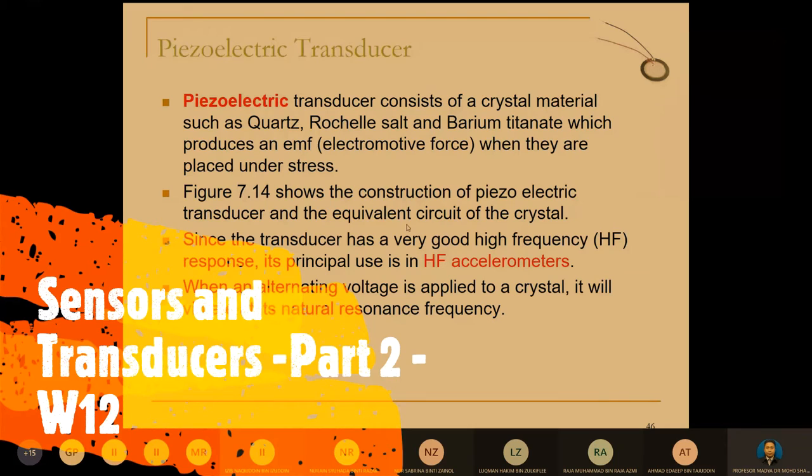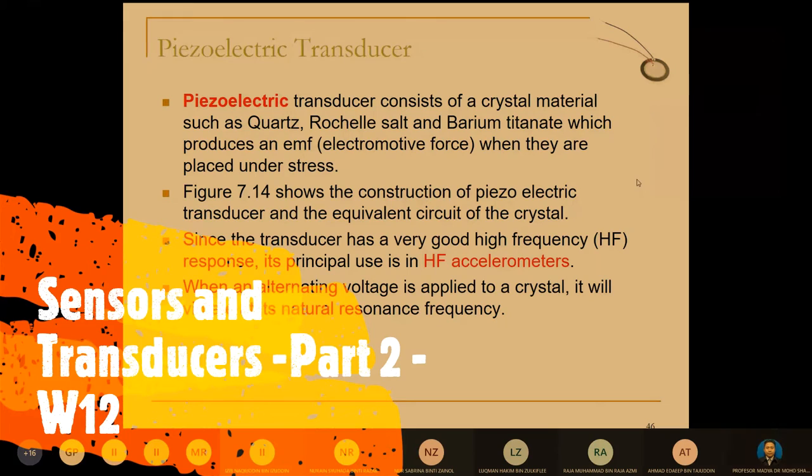Since the transducer has very good high frequency, as I mentioned to you, the piezoelectric has a lot of frequencies you can set. For example, maybe around 2 kilohertz, 4 kilohertz, depending on the size. Actually, the size of this coin, the size of the piezoelectric, depends on the frequency itself.